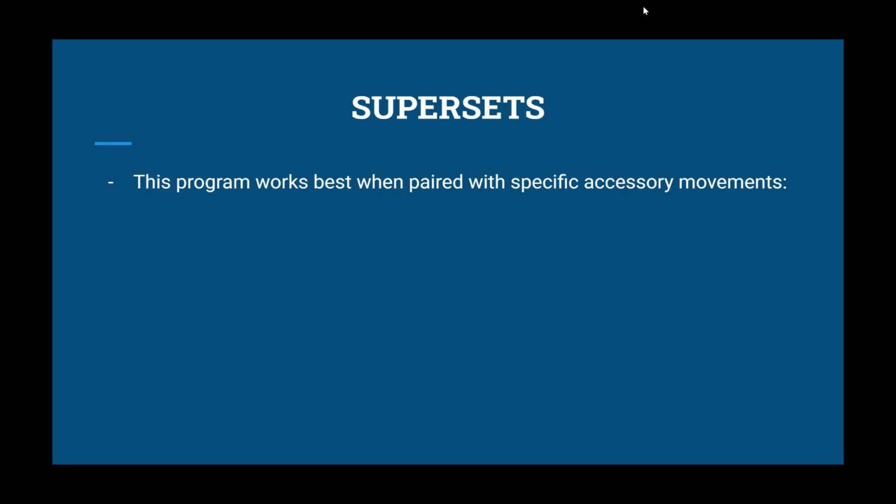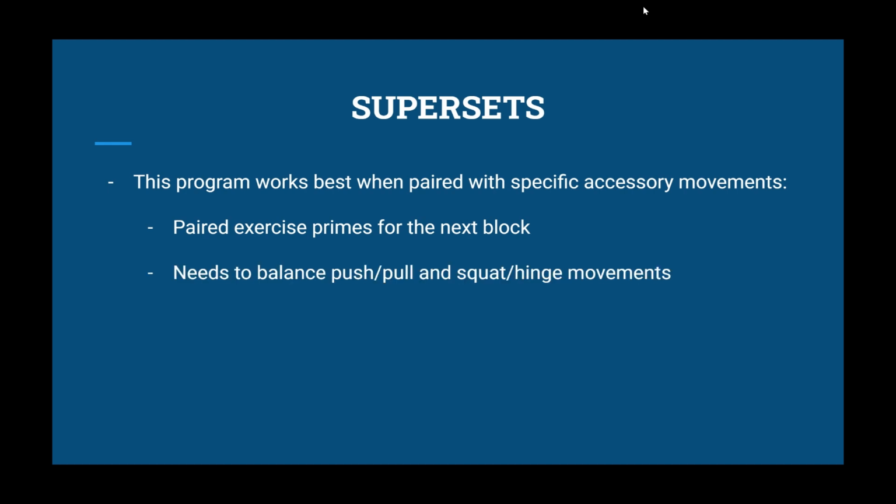So supersetting, the supersets of the primary exercises. This program I have found works best when paired with specific accessory movements. What I mean by that is we're pairing the paired exercise of the main movement primes you for the primary exercise of the next block. This also needs to balance between push, pull, and squat and hinge movements so we don't get too dominant on one or the other. Tier 3, so our volume block, the paired accessory should always be carries. That is what I found is the most effective for this program.